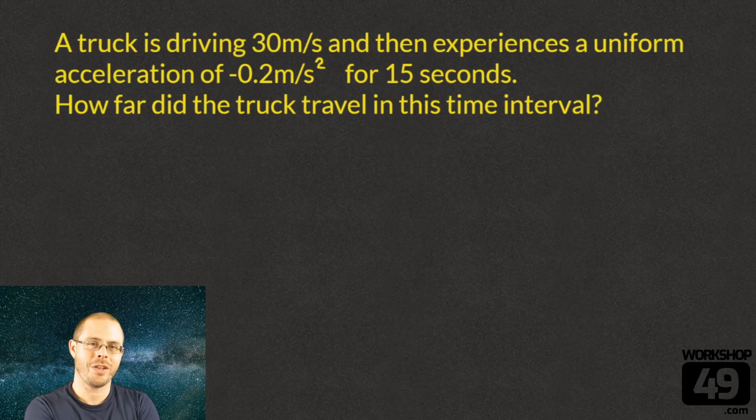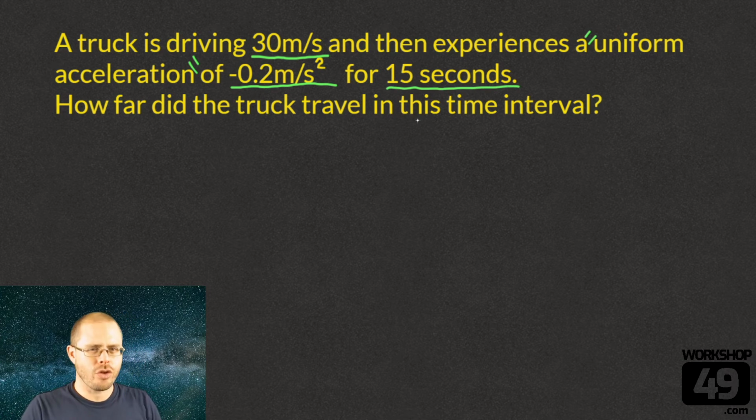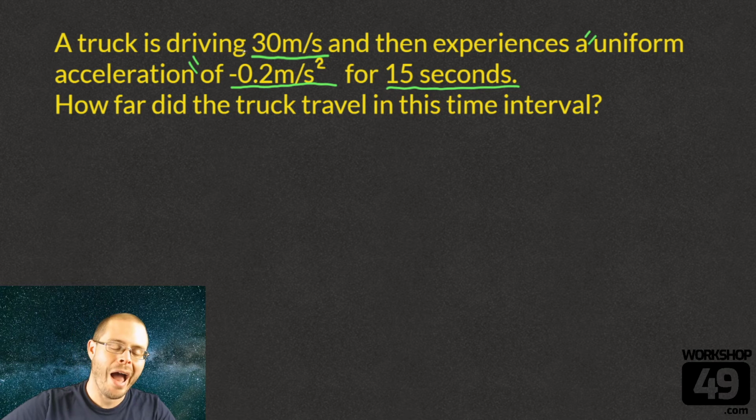So let's go ahead and try another one here, except this time we have a truck going down a road. So a truck is driving 30 meters per second and then experiences a uniform acceleration, that's the flag, of negative 0.2 meters per second squared for 15 seconds. We have an initial velocity, we have an acceleration, we have a time. How far did the truck travel?